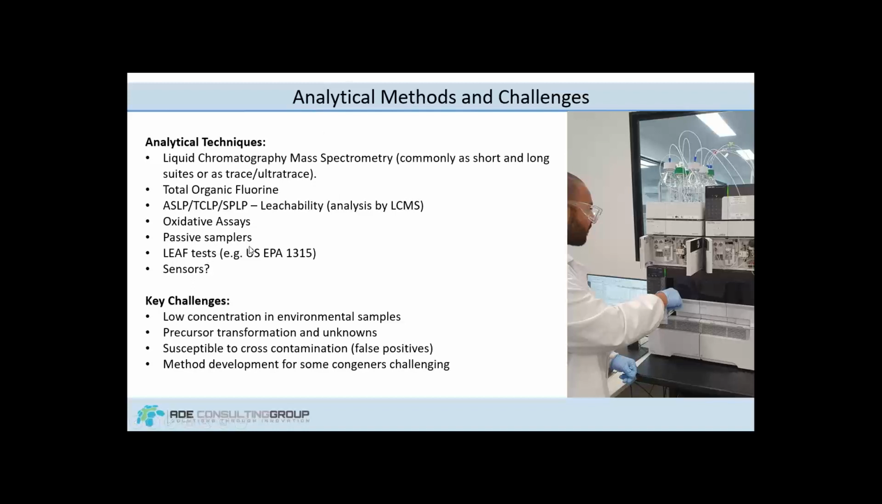Passive samplers are something that are being explored currently. There's a variety of these out there. Still quite a new area, quite a challenging thing to do because of other environmental interferences. Leach tests are just another simple way of measuring mass flux out of a solid matrix into water. So this is a good way to basically quantitate exchange between a solid and a water, and it's something that we frequently use for measuring how effective our remediation techniques have been at immobilizing PFAS.